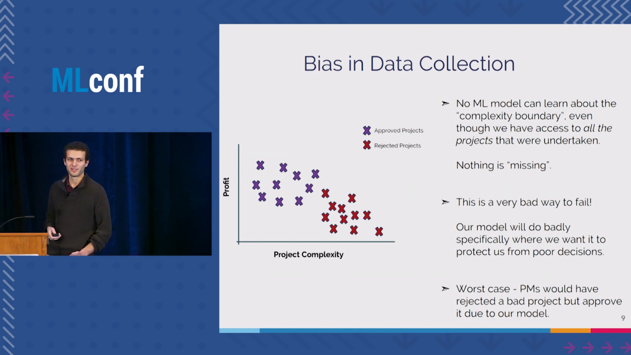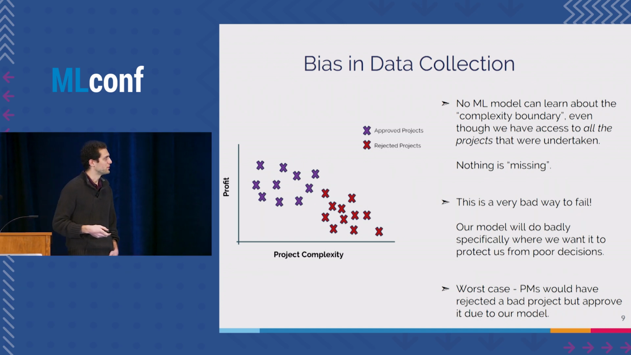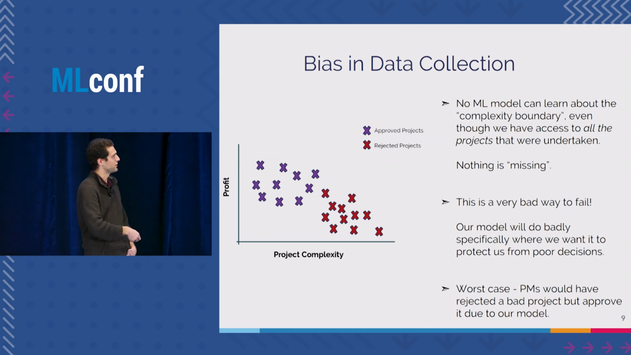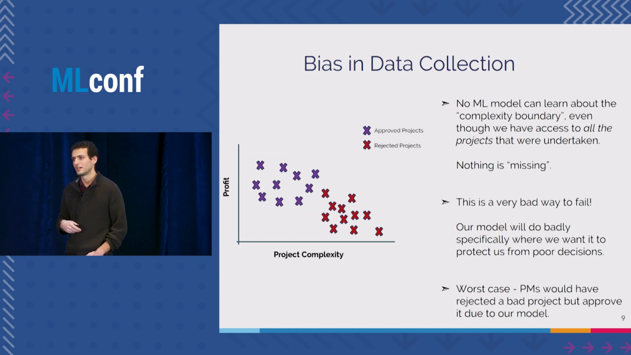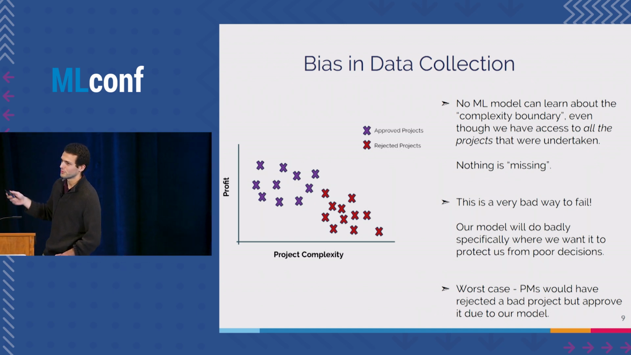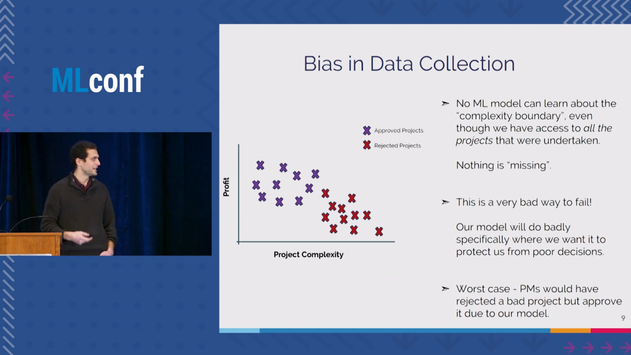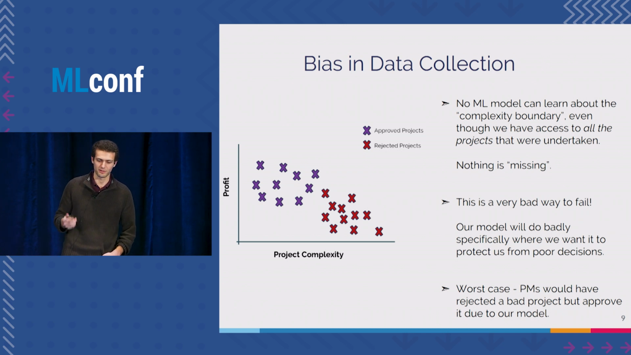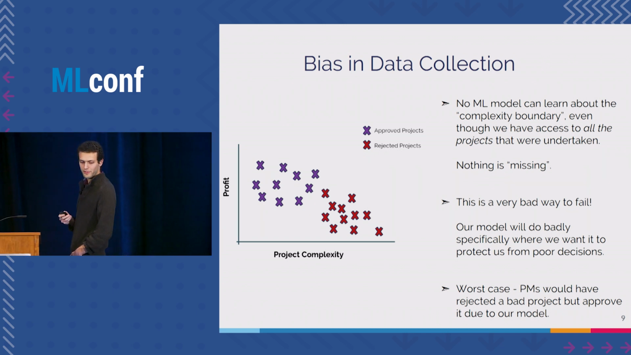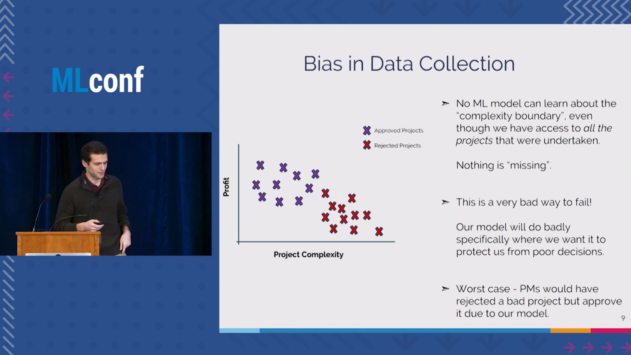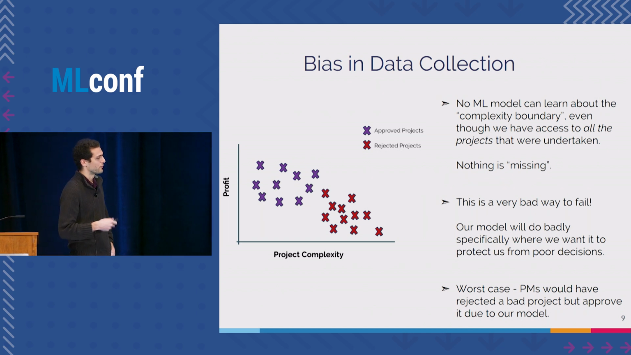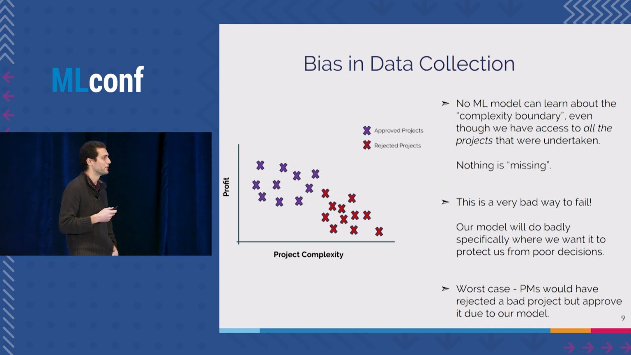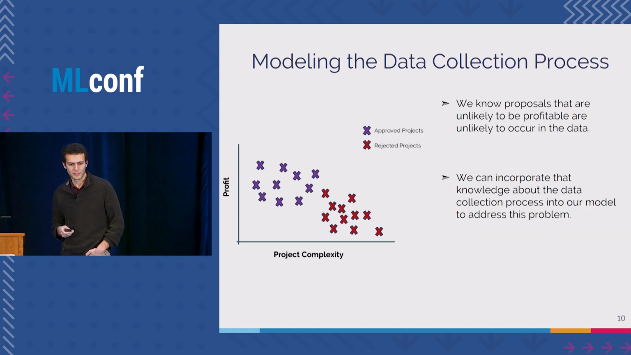This is a little bit troubling. Obviously, no machine learning model can learn about this decision boundary if we don't see the red projects. And this isn't just a problem of extrapolation, which we'll see a little bit later on as well. Even though nothing is missing in the strict sense of missing, we've seen everything that happened. And this is a really bad way to fail. In particular, we're going to overestimate profits for projects that are going to do badly.